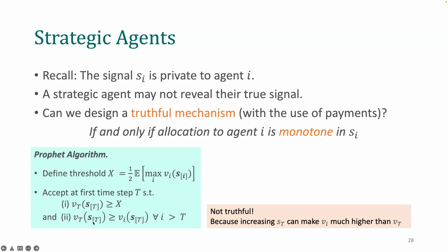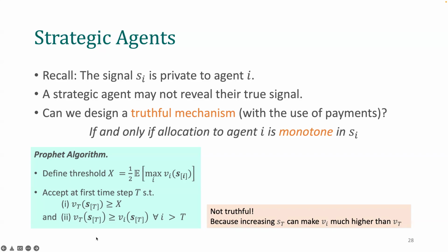So for example, it could just be the case that my valuation function does not even depend on my signal, but someone in the future really cares about my signal and their value increases, right? So the second check is not a monotone condition. So the profit algorithm that we have is not going to be truthfully implementable.